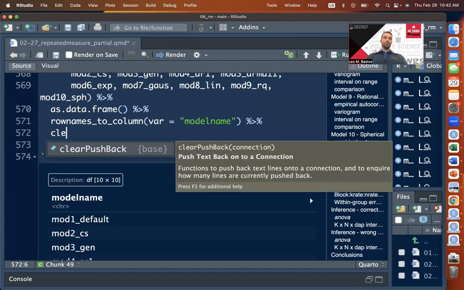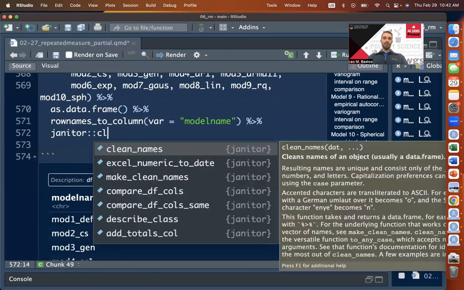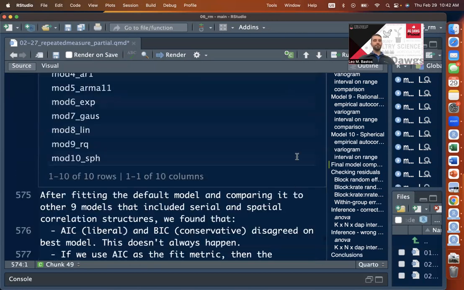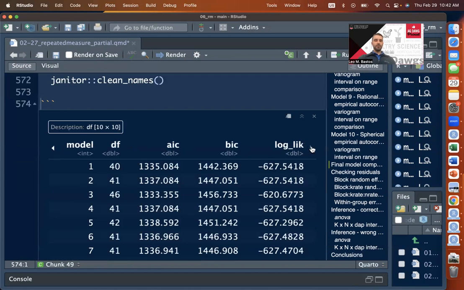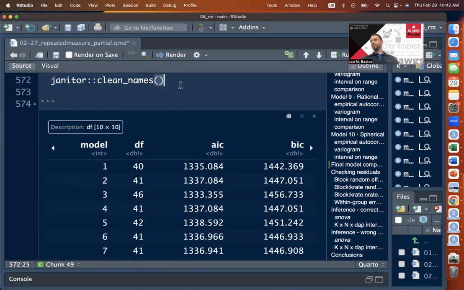Yes. So we did not load janitor. If we just want to use this function, we can just call the package name and then colon colon, and then clean names. So that's a way that we can also use a function without loading the package. So now our columns are all lowercase, easier to refer to them.